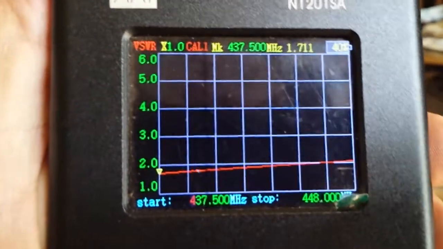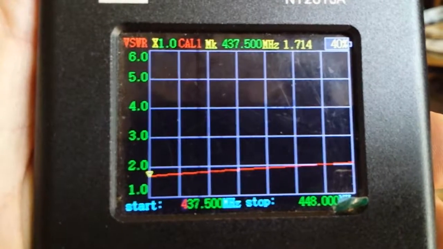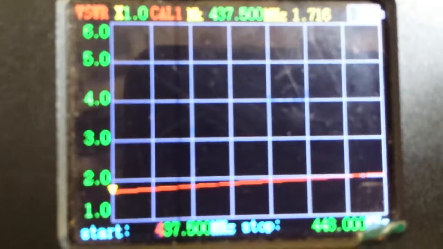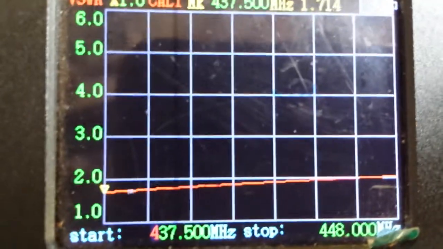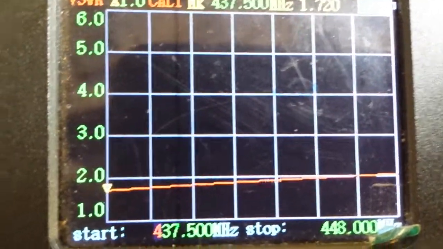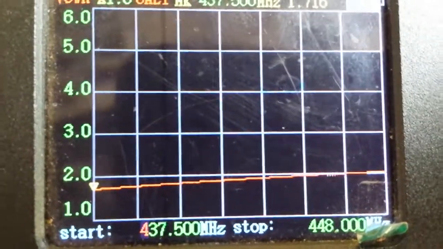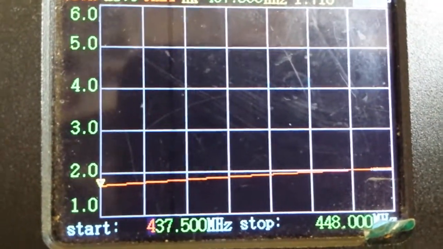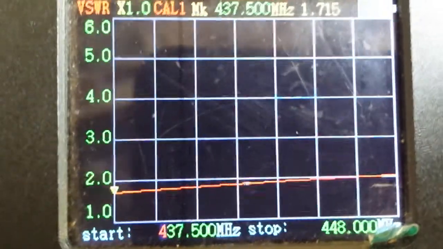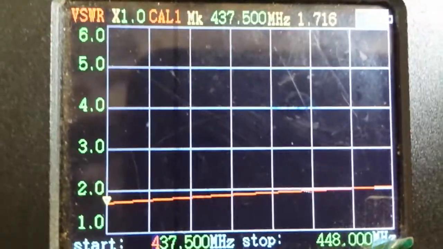Okay, and just a representative portion of the UHF band. You can see it's not bad. 437 to 448. Not the entire UHF band, but you can see what the SWR is like with the original Baofeng antenna. Same adapter, Baofeng antenna.